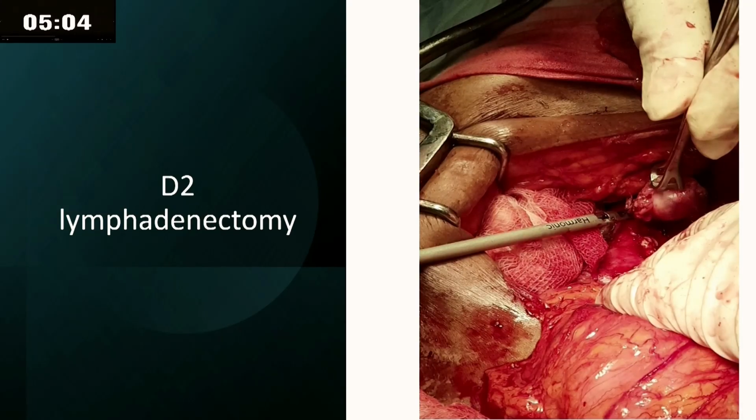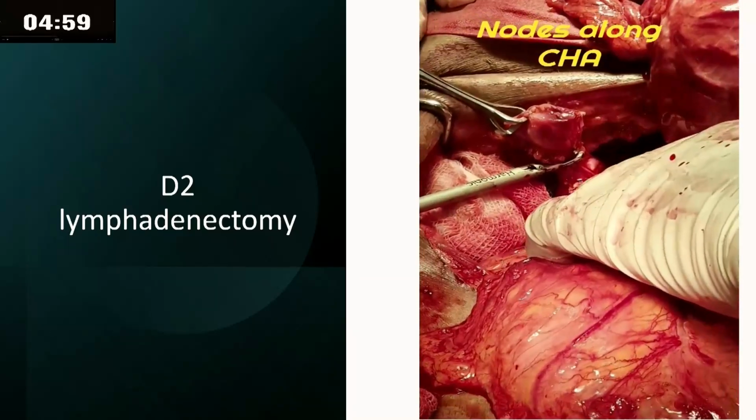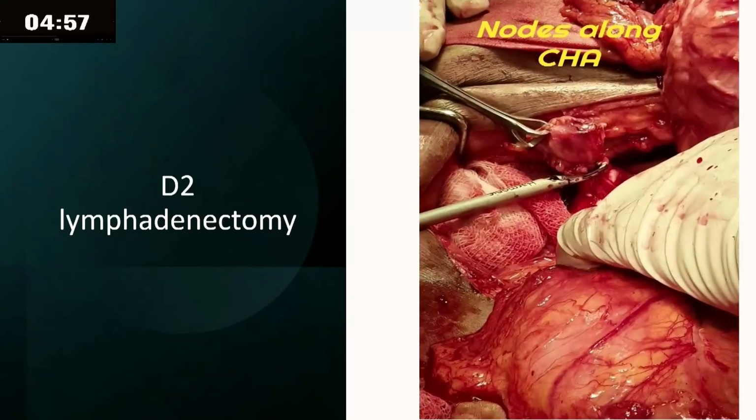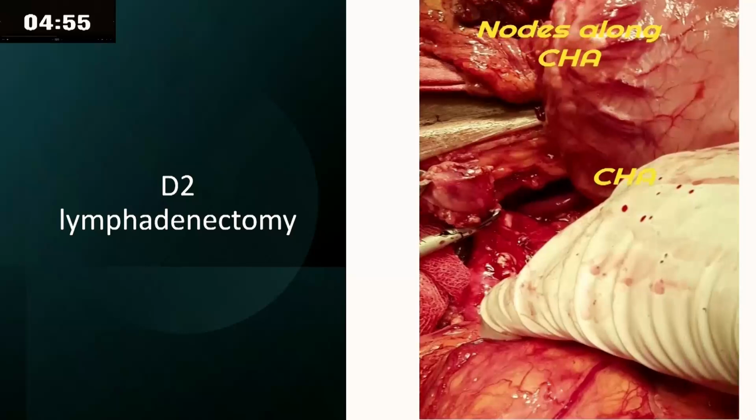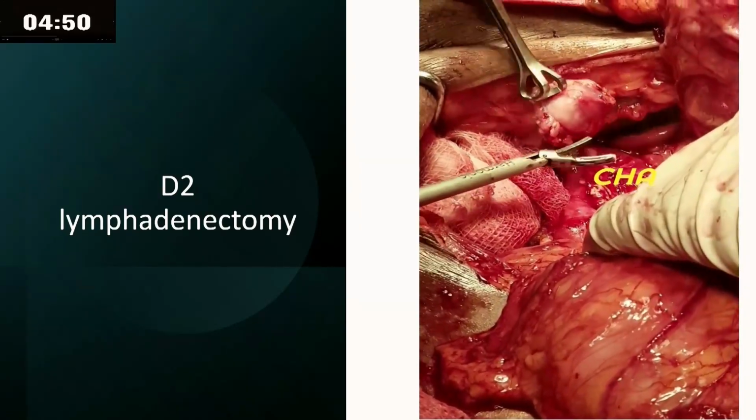So this is a D2 lymphadenectomy we are doing. These are nodes along the common hepatic artery, and the common hepatic artery is just below the lymph node. We are separating it with a harmonic scalpel.